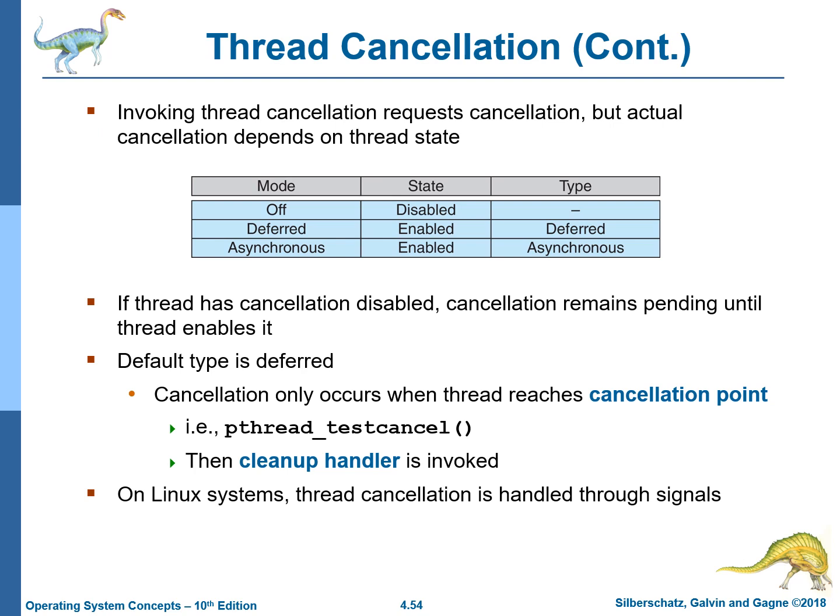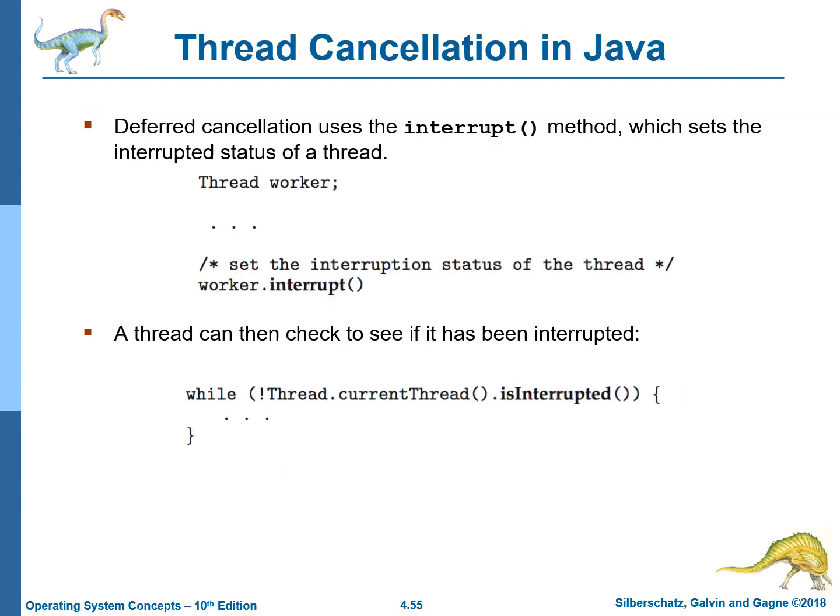On Linux systems, thread cancellation is handled through signals. In Java, deferred cancellation uses the interrupt method, which sets the interrupted status of a thread. A thread can then check to see if it has been interrupted.